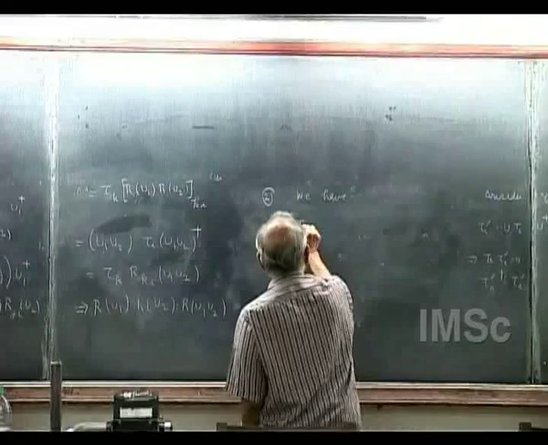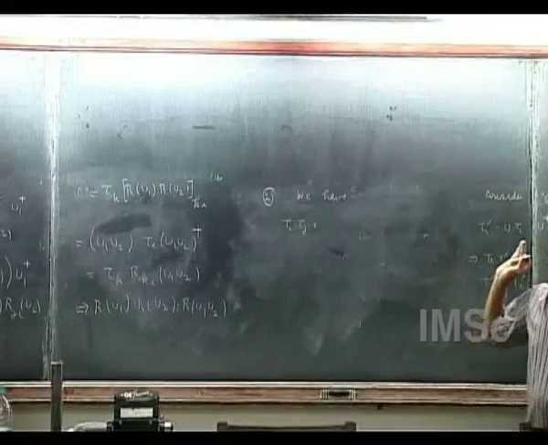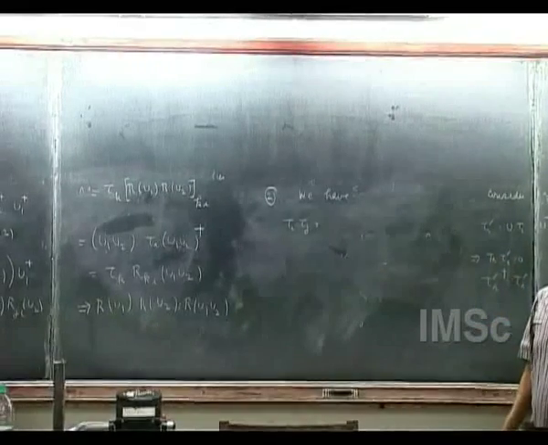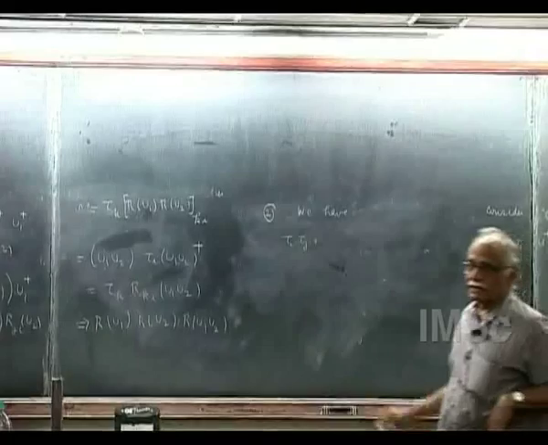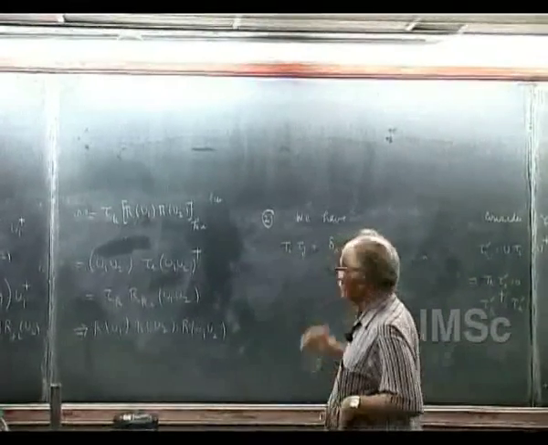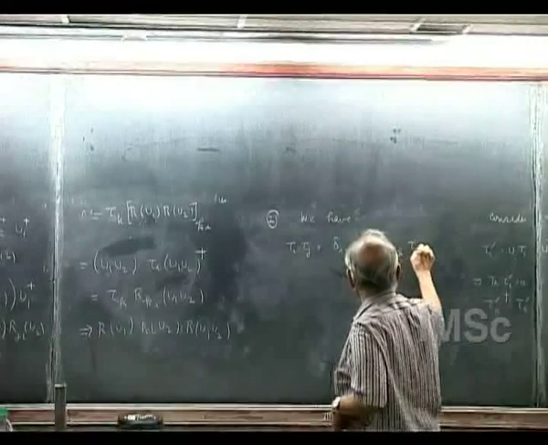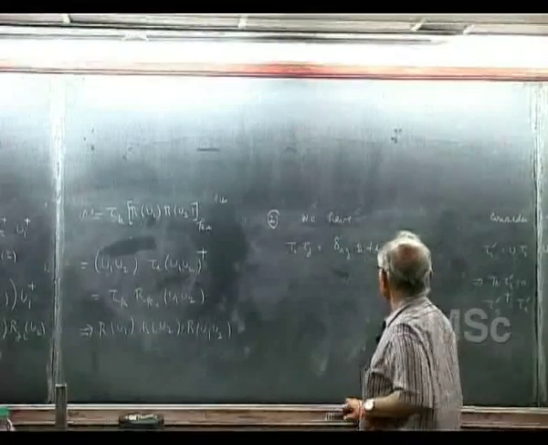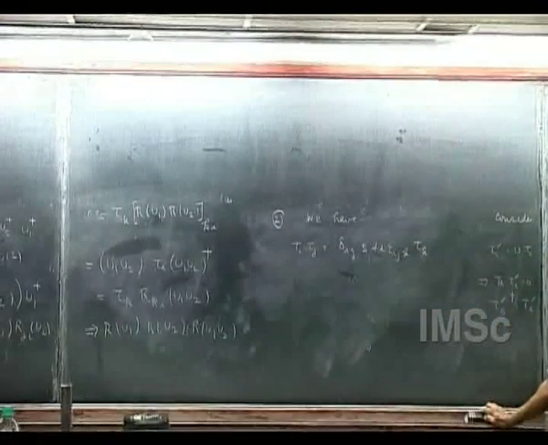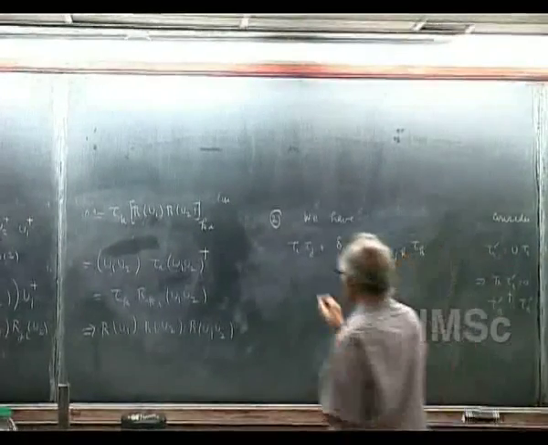tau i tau j. Do you know how to expand this in taus? It is a famous formula, yeah? You know it. Exactly. So this is delta ij 1 plus i times epsilon ijk tau k. Good. I will use this formula to get the answer.